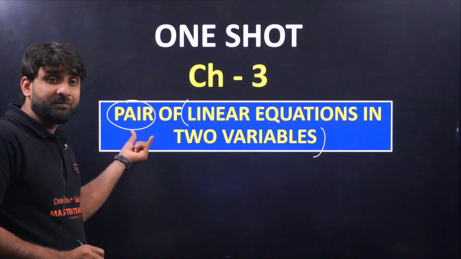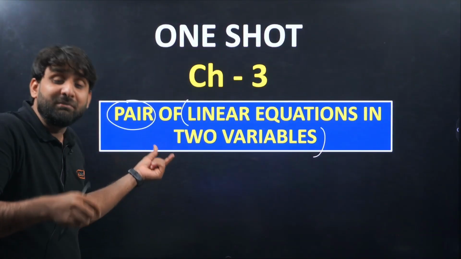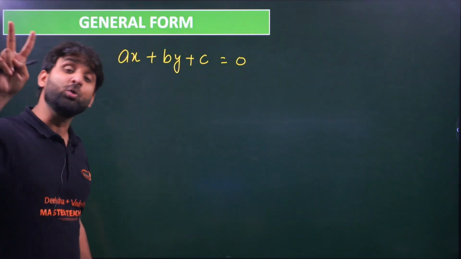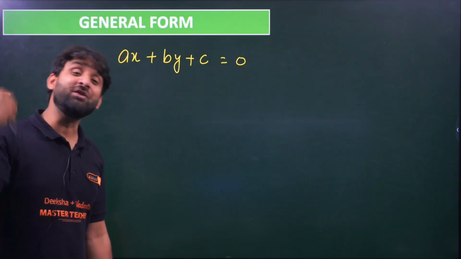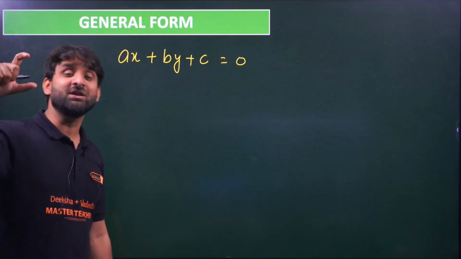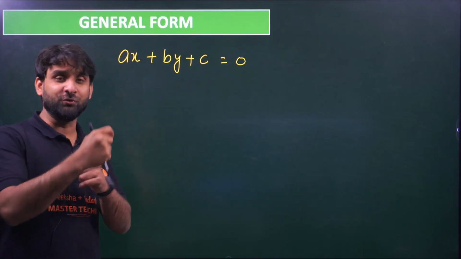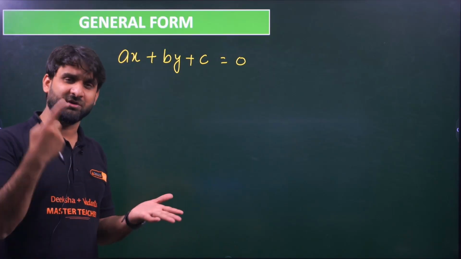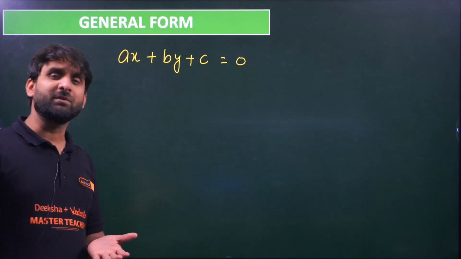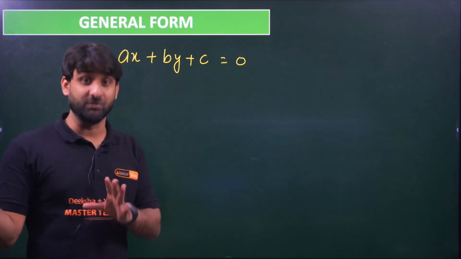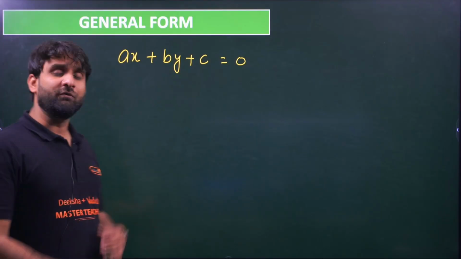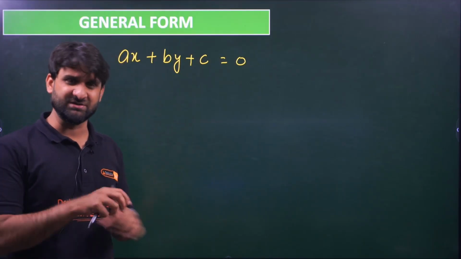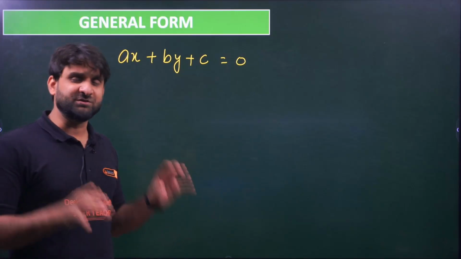But here is pair. Pair means what? Pair means in every problem you will be having two linear equations in two variables, and you have to solve them by different methods. I will be teaching you, don't worry. The substitution method and elimination method are there, and one more method is there, cross multiplication, but that is not in your syllabus. Okay, so we have to solve to find the values of x and y which satisfy both the equations. So this is the core concept of the chapter.